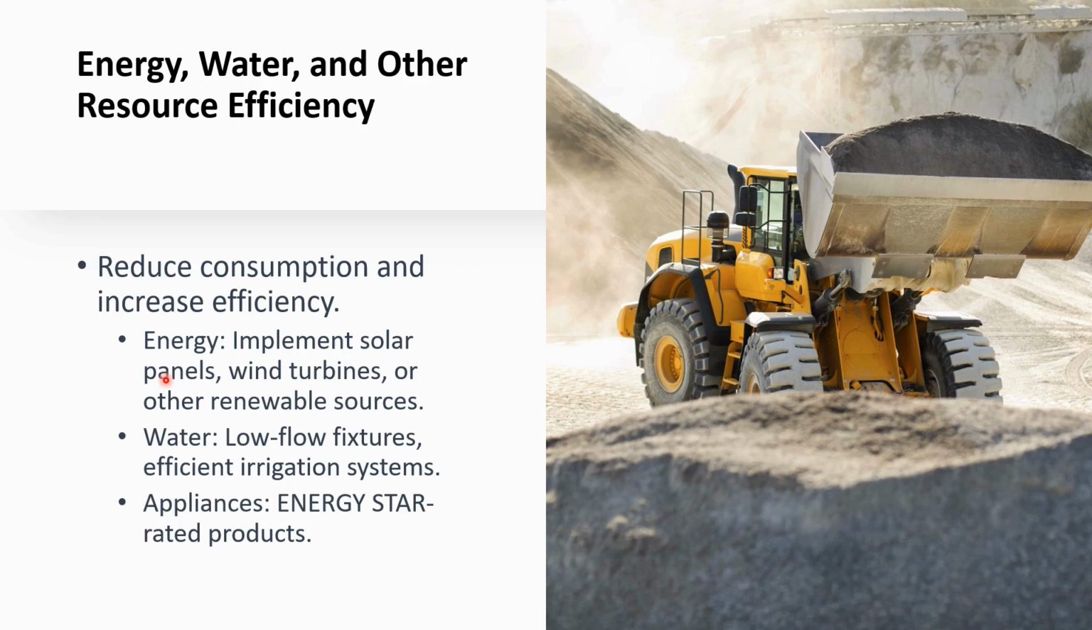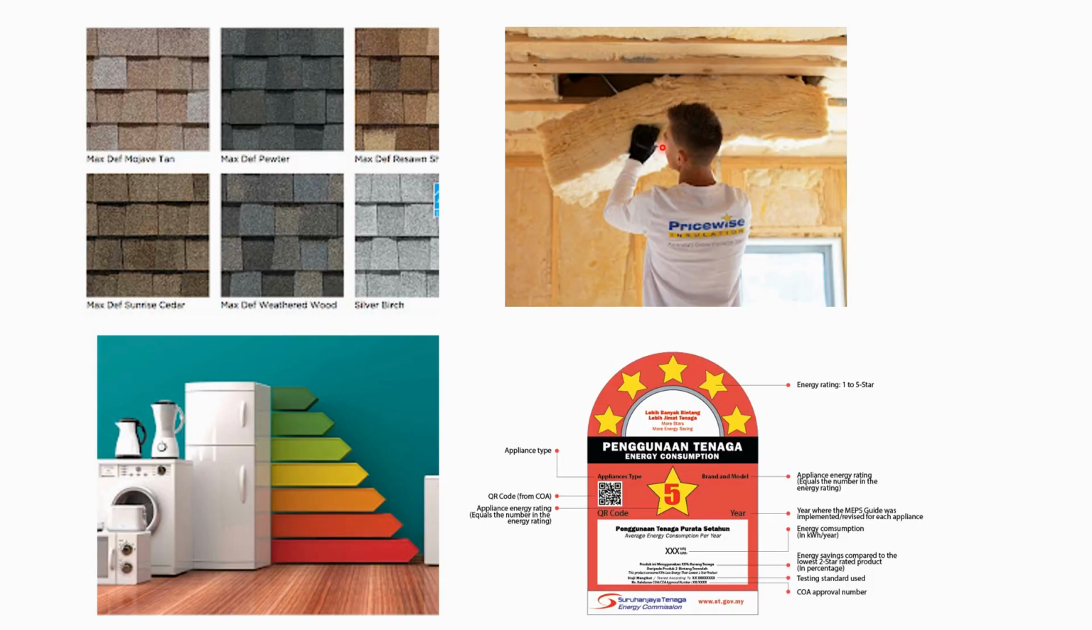From the figure here, we can see some specific ways to improve energy efficiency in green building. Like what I have mentioned just now, we can use energy efficient material and appliances. And this includes things like choosing a light colored roofing material that reflects heat. We can also install insulation in walls and ceiling. And we can use energy efficient appliances such as LED light bulbs, and also Energy Star rated appliances.